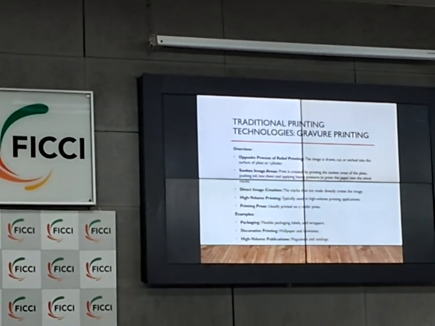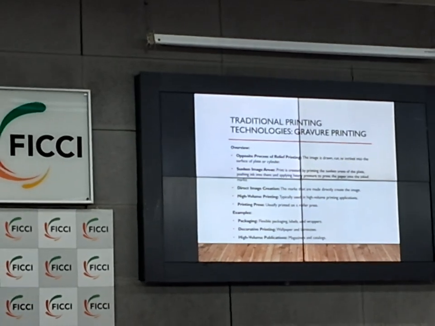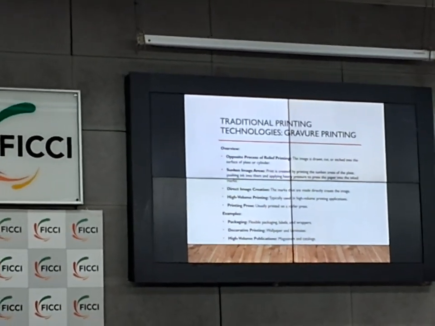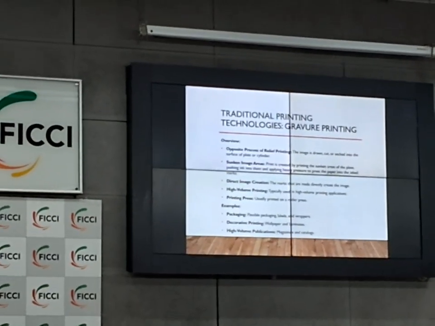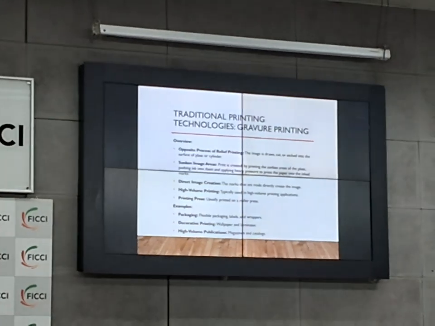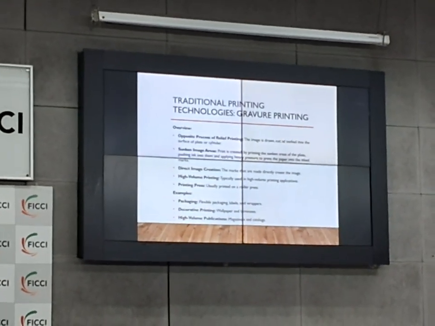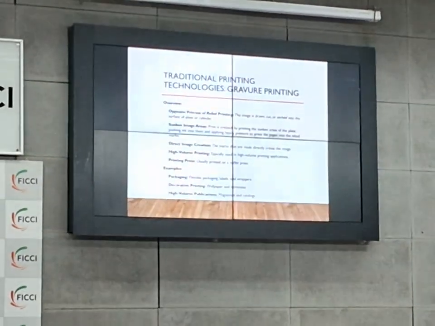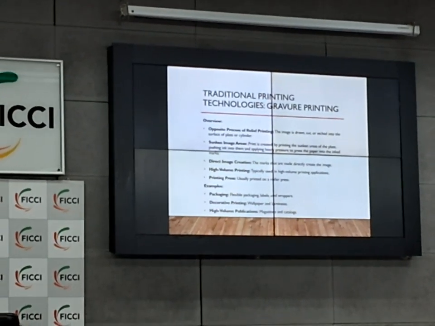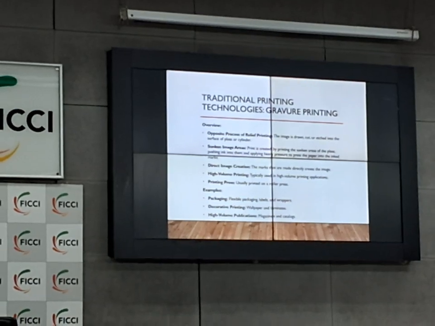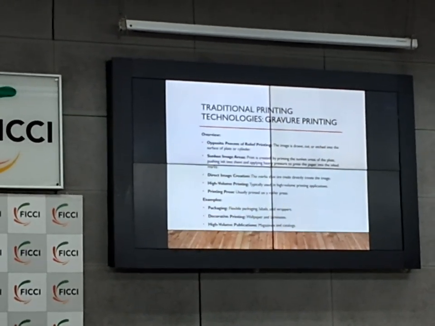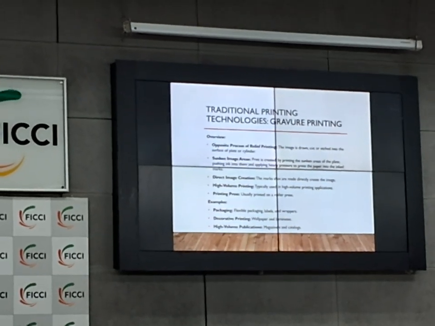Some notable points: it is the opposite of the relief printing process, with a sunken image area, that is, the image in the recessed area, and direct image creation. The process is used for high volume printing and is usually printed on a roller press. Gravure printing initially started with a flat surface, but nowadays it is printed with a rotary cylinder. Next.